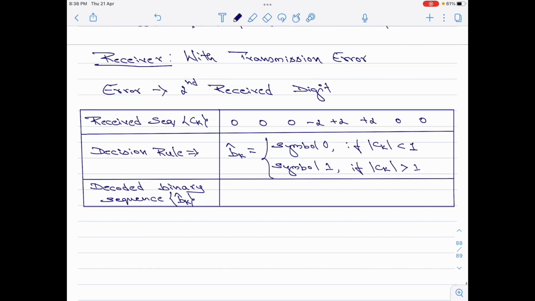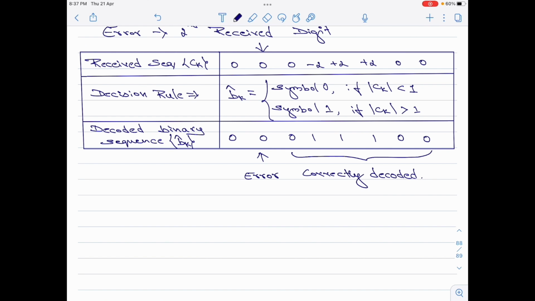So, let us now perform the decoding operation using the decision rule that is mentioned here. Whenever the magnitude of Ck is less than 1, you put a symbol 0. And whenever the magnitude of Ck is greater than 1, you put a symbol 1. Let us now analyze the error. We were told the second received digit is an error. Therefore, quite obviously, the second decoded digit will also be an error. Now, coming to the remaining bits, you will find that all of the remaining bits are correctly decoded.